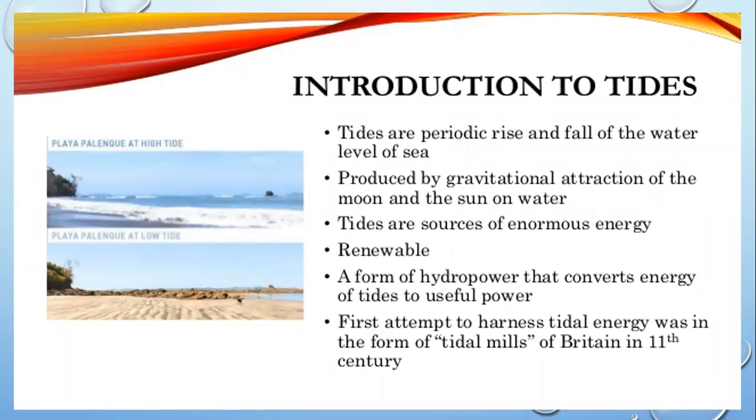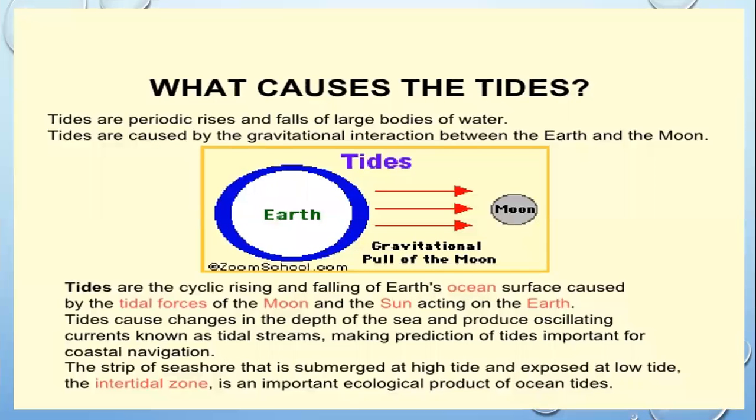Now let us start our next topic, that is tides. What do you mean by tides? Tides are periodic rise and fall of water level. Okay. Secondly, it is produced by the gravitational attraction of moon and sun. Okay. And also tides are a source of enormous energy. It is a renewable source, and it is a form of hydropower which converts energy of tide to useful power. Okay. Now, how do the tides occur?